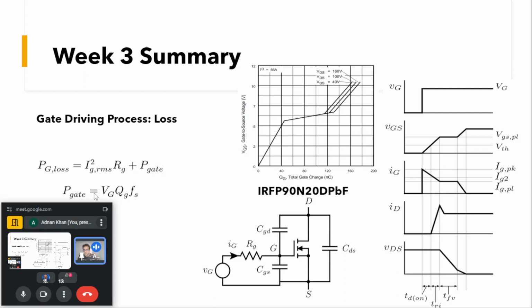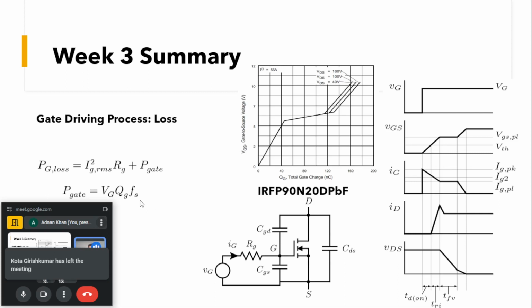of this, and this P gate is given by Vg, Qg and Fs. You know that the total gate charge is provided in the data sheet, and you can see that we can calculate this Qg from the graphs as well for the different VDS values. This power loss due to the gate charge and discharge is dependent on the frequency, because we will be turning on and turning off the device at a particular frequency, and at that frequency we will be charging and discharging these capacitors.